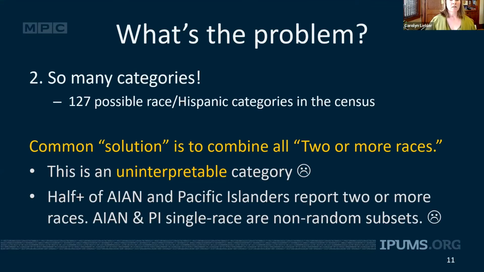Another issue with this 2 or more races solution is that American Indians and Pacific Islanders, 2 of our smallest groups, a very large percentage of them report 2 or more races. And so if you're taking out all of the multiple race American Indians and Pacific Islanders, then you're just leaving a small and non-random subset of American Indians and Pacific Islanders in your single race category.